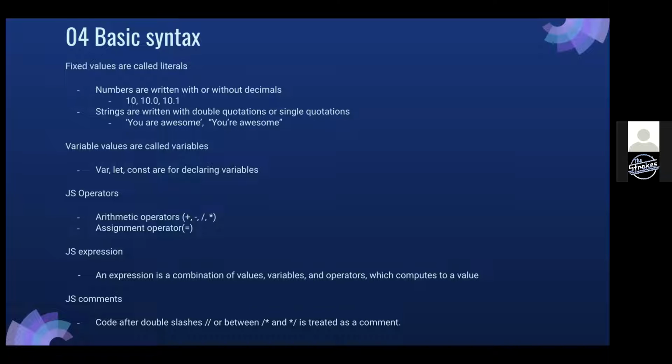A JavaScript expression is a combination of values, variables, and operators which computes to a value. So what we just covered, combining all of them together, would create an expression. And lastly, comments: code after double slashes or between a slash and an asterisk and a slash is treated as a comment. If you wanted to do a paragraph of comments, you would use the second way I showed you. If you wanted to do just 1 line, you just use 2 slashes.